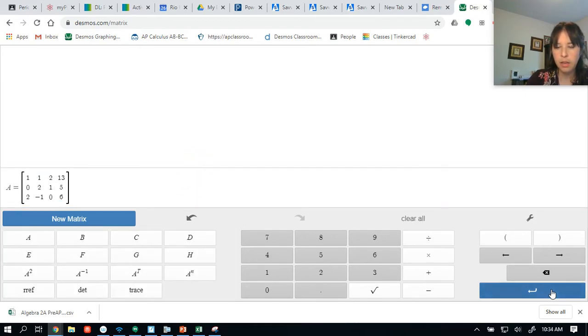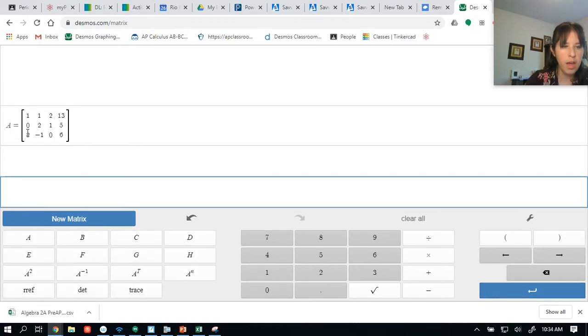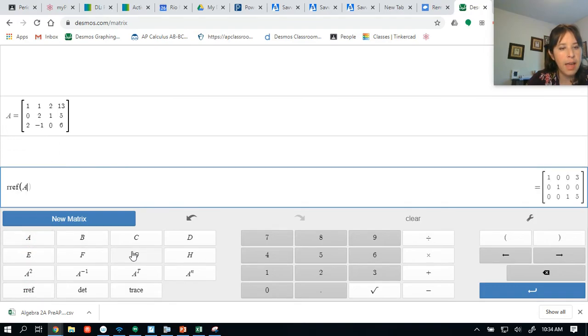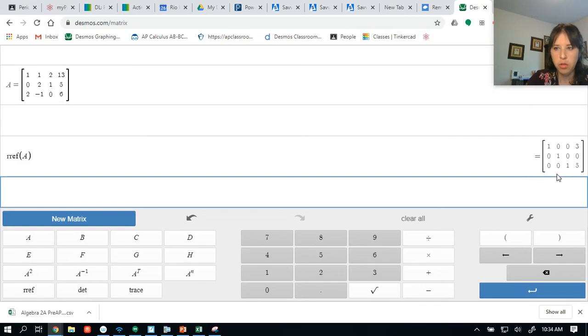Okay, then I'm going to hit enter. And now we have this data saved in matrix A. I'm going to go down to this REF, and I'm going to select A. And I'm just going to close the parentheses. You don't have to. And it shows my matrix here in the right-hand corner.